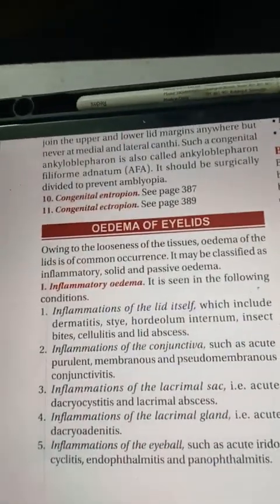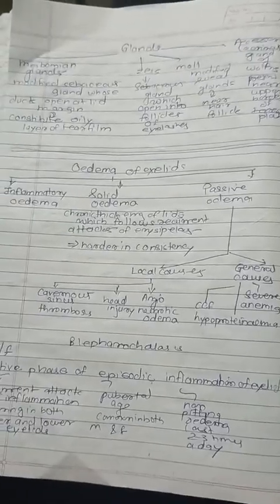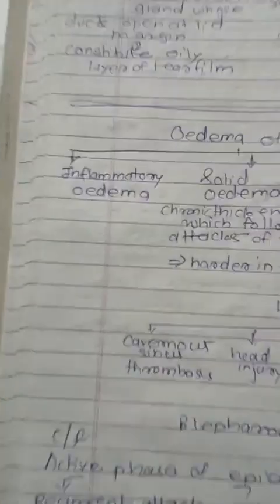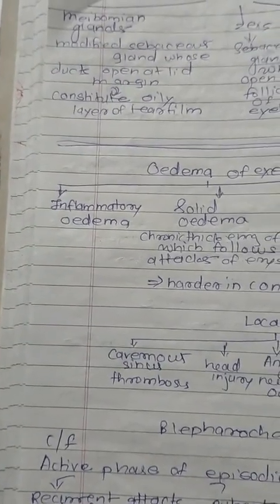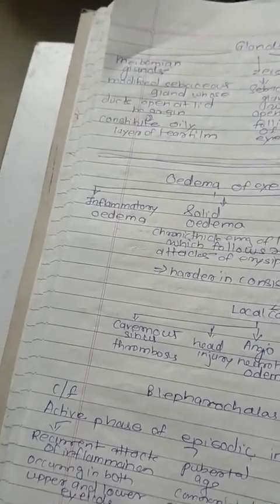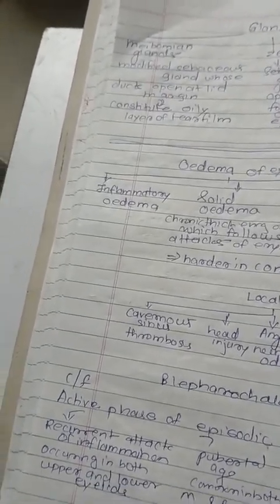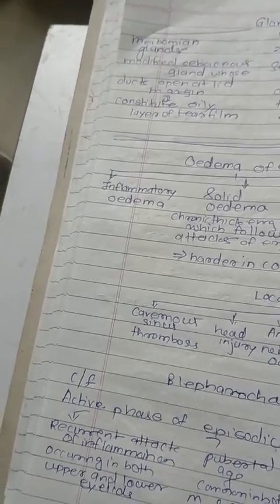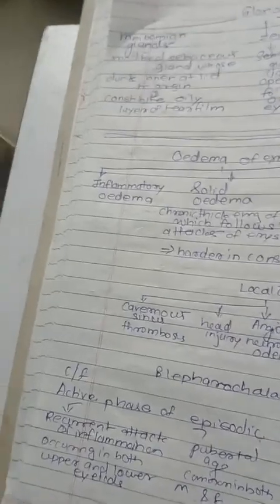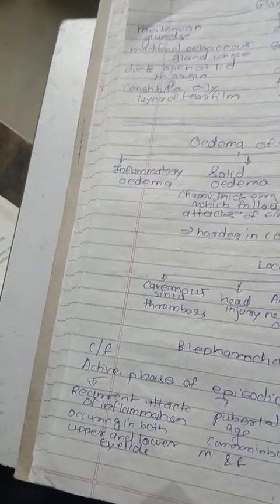Now let's talk about the next topic, which is edema of eyelids. Basically, edema of the eyelid is divided into three parts: inflammatory edema, solid edema, and passive edema. Talking about inflammatory edema, it is seen in the following conditions: inflammation of the lid itself, which includes dermatitis, stye, hordeolum internum, insect bite, cellulitis, and lid abscess. Inflammation of conjunctiva such as acute purulent, membranous and pseudomembranous conjunctivitis.